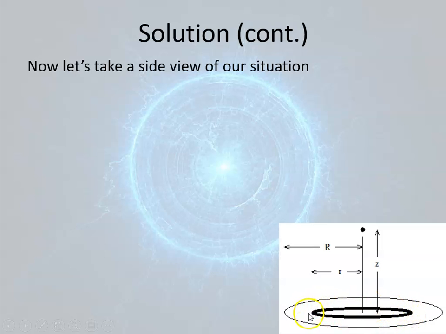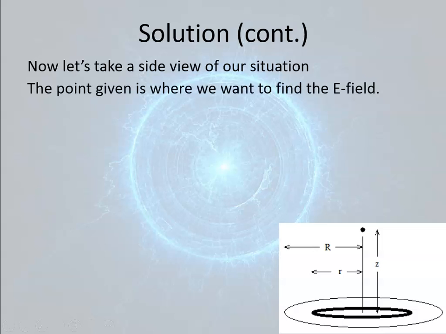Well, let's consider it from a particular ring. We're going to consider a particular ring of radius little r. How far away from such a ring? Well, a distance z from the center of the ring, where I'm having z going up, x to the right, and y into the page. So the radius of my ring is little r. Notice that the radius of my disk is big R, and the distance z above the center is just how far I am above the disk.